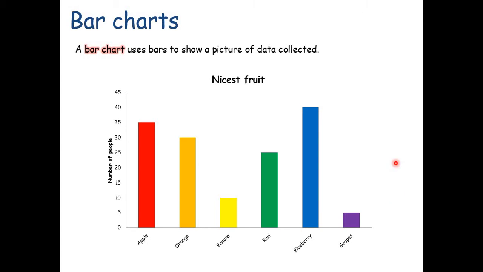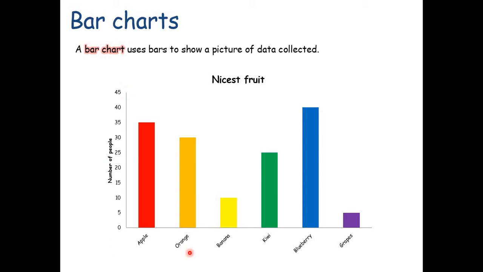So here we've got a bar chart. And they're usually nice and colourful. So the title of the bar chart is Nicest Fruit. And then down the side here we've got number of people. As you can see, that goes up in 5s, so 5, 10, 15, 20, all the way up to 45.